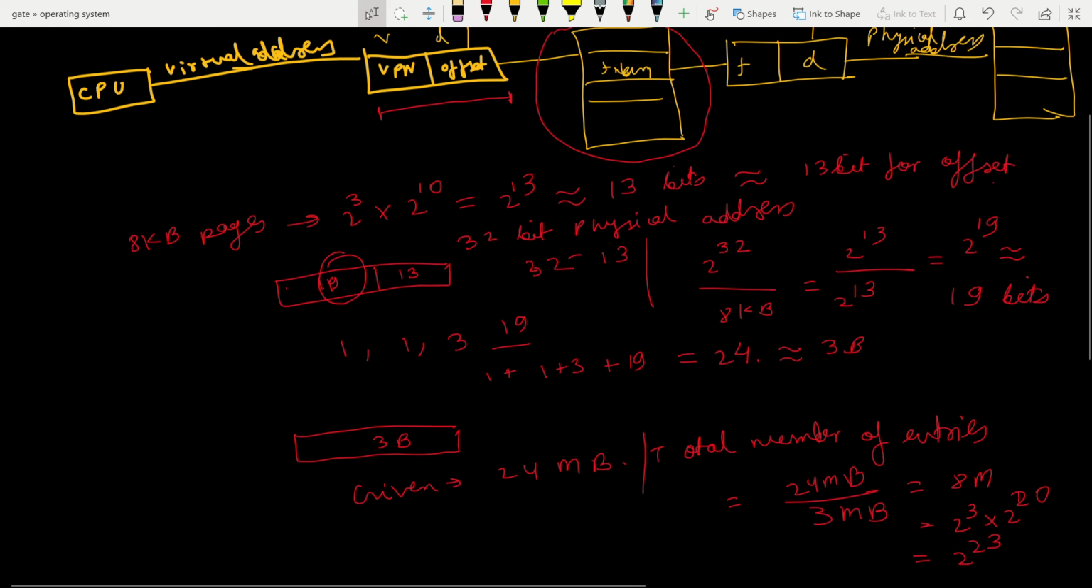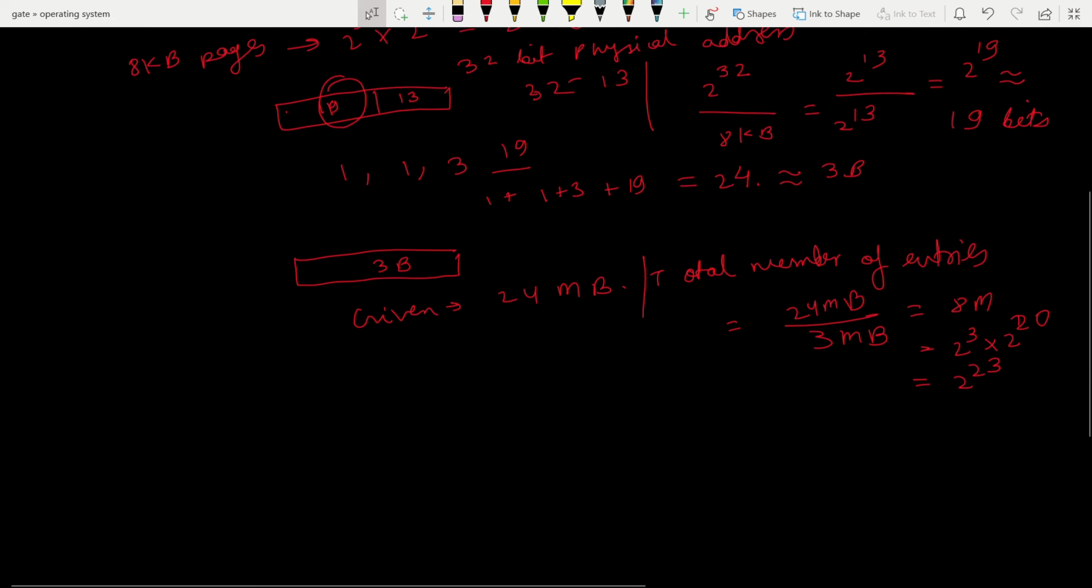So these many entries are present in the page table, and as mentioned earlier, each virtual page number will have a corresponding entry in the page table. So there are 2 to the power 23 virtual page numbers, and to represent them, how many bits will we require? We can take log of 2 to the power 23, and that will be 23 bits.